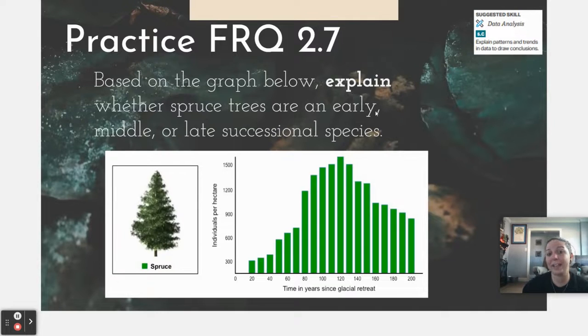Don't just say, I think it's early, middle, or late. Say, I think it's early, middle, or late because of whatever your proof is that you find in this graph.